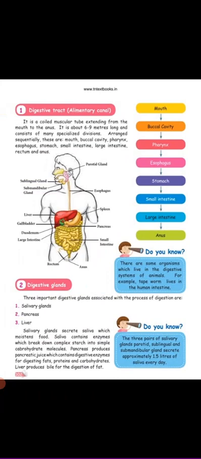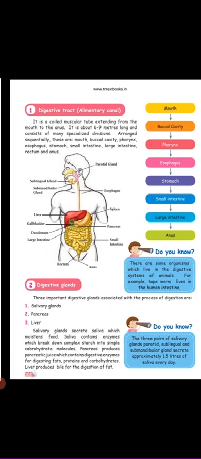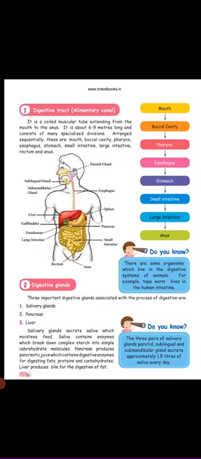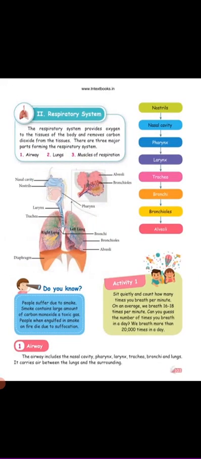In the digestive tract, how we are taking the food, what is happening, and where it is coming out, those parts we saw. And in the digestive gland, there are three important glands: salivary gland, pancreas and liver. What is the salivary gland doing? It is making saliva, and the complex compound is taken into simpler compounds. The pancreas gives pancreatic juice which helps digest the food, and the liver produces bile and so on. So next is the respiratory system.